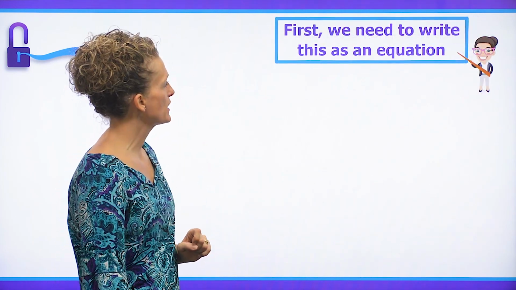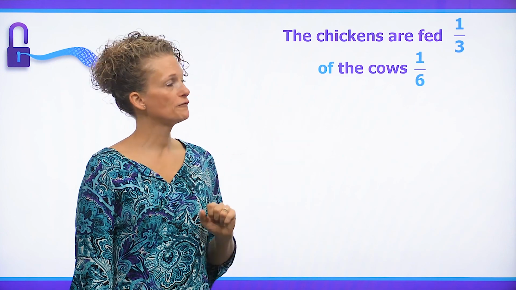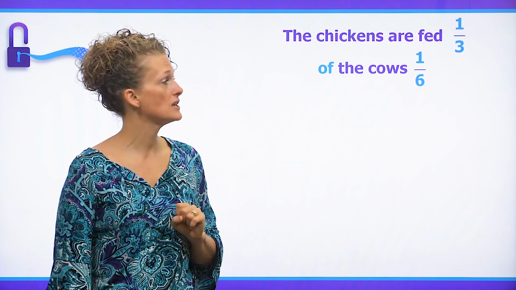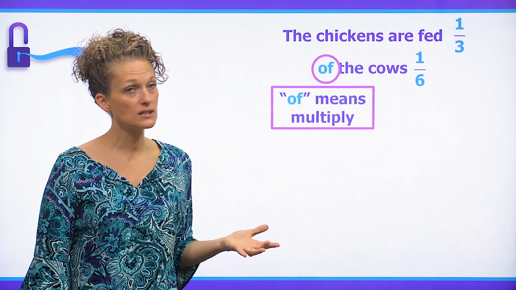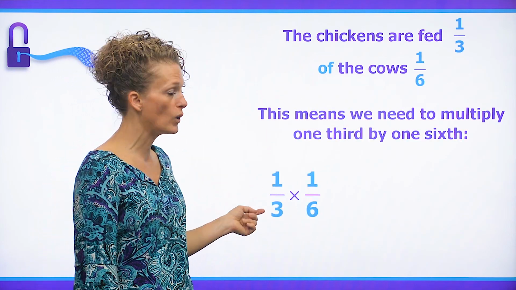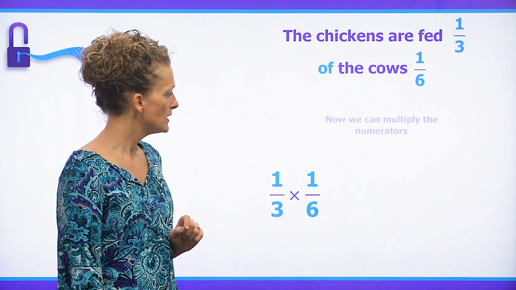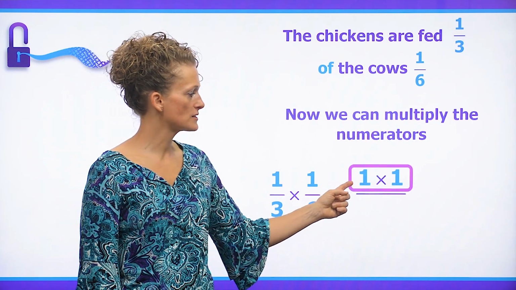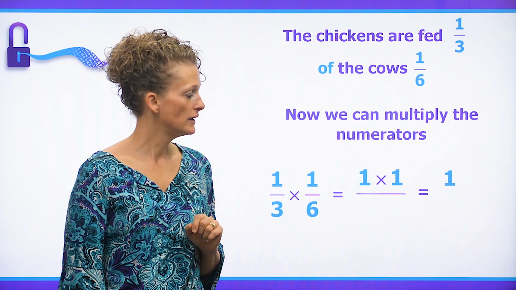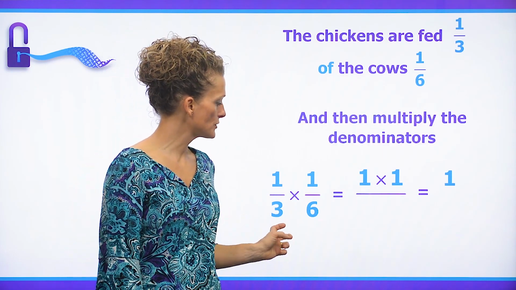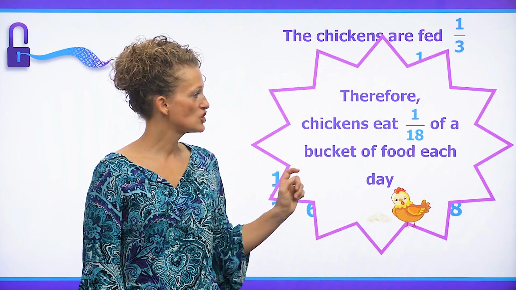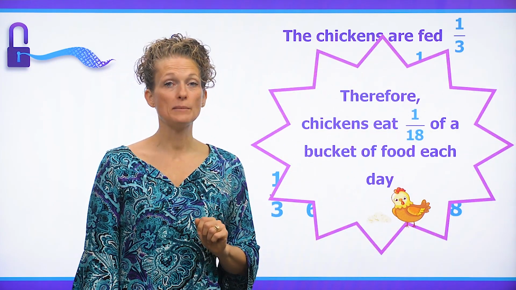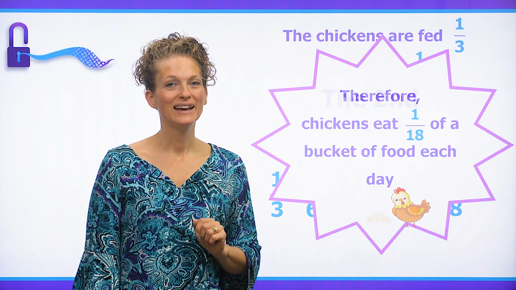All right, so first we need to write this as an equation. So the chickens are fed 1/3 of the cows' 1/6. All right, and again, what does "of" mean? It means multiply. So we know we want to find 1/3 of 1/6. So let's go ahead and multiply our numerators. 1 times 1 gives us 1. And then our denominators, which are 3 times 6, which gives us 18. So we can say that the chickens eat 1/18 of a bucket of food each day. And that's your lesson on multiplying fractions.